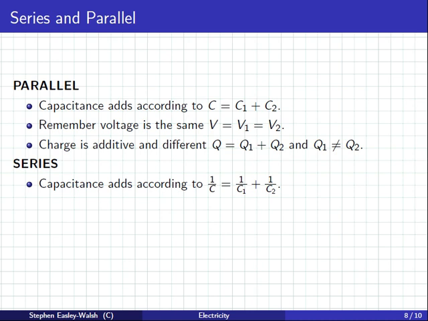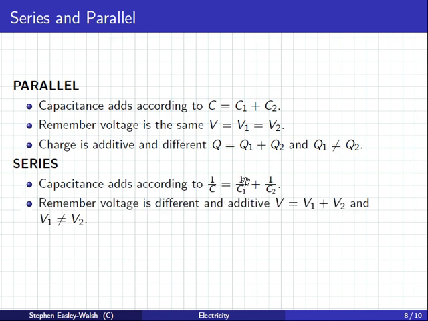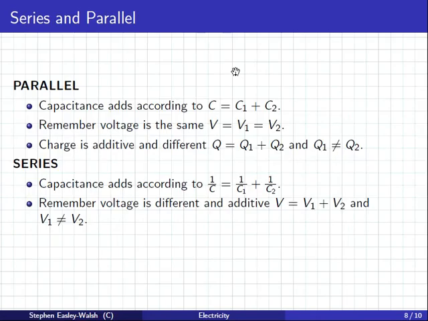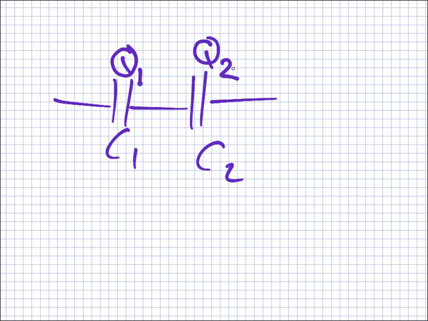Okay. What about the voltage? Same or different? Split. Different, yeah. But they add still, right? The total voltage over the two capacitors is V1 plus V2. And what do you think about the charge? So let's imagine that this capacitor is holding a charge of Q1 and this capacitor is holding a charge of Q2. What do we think the total charge is as one large capacitor?